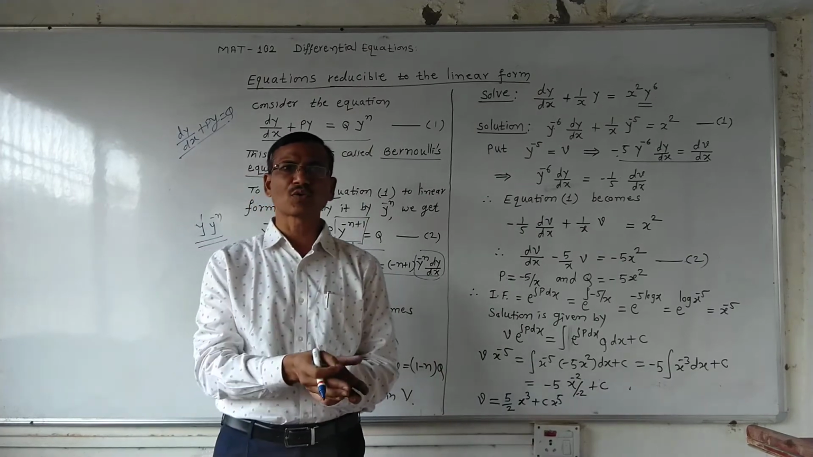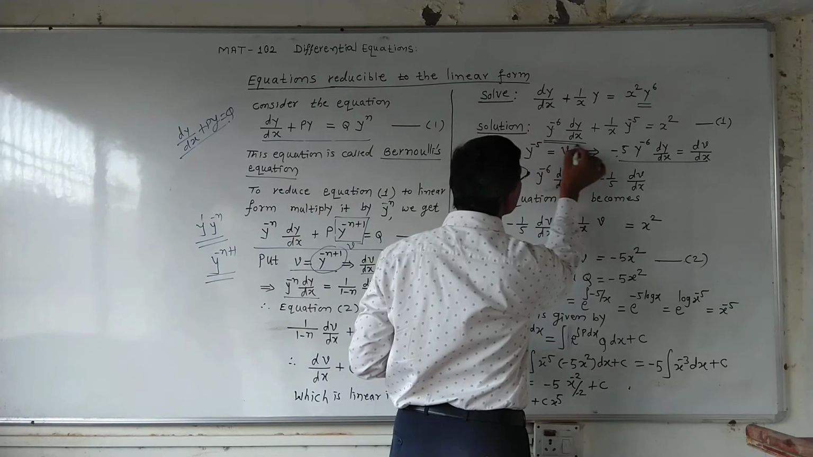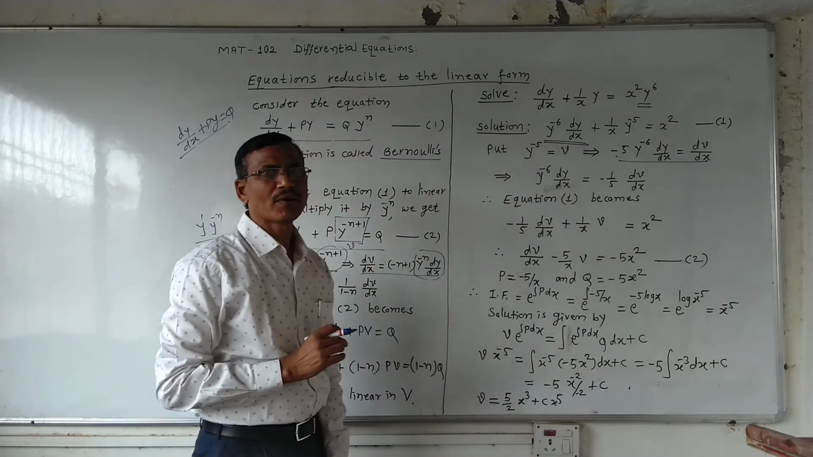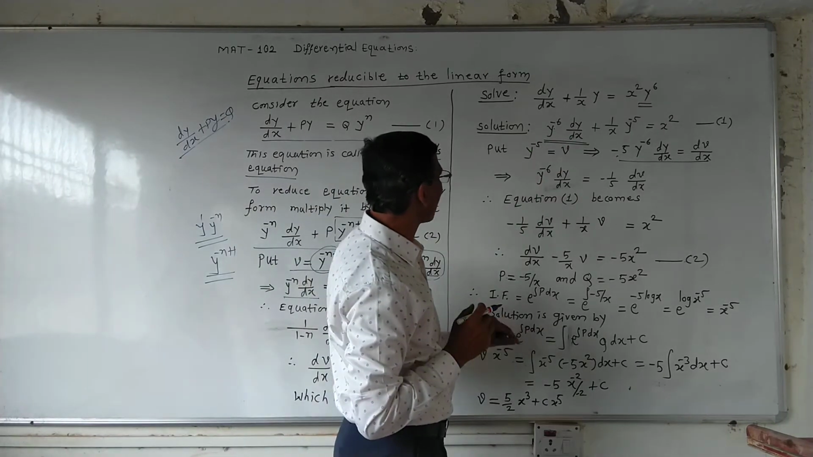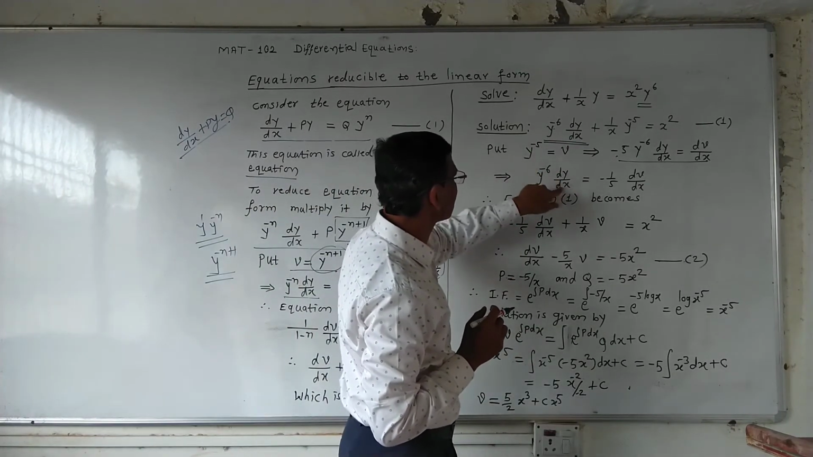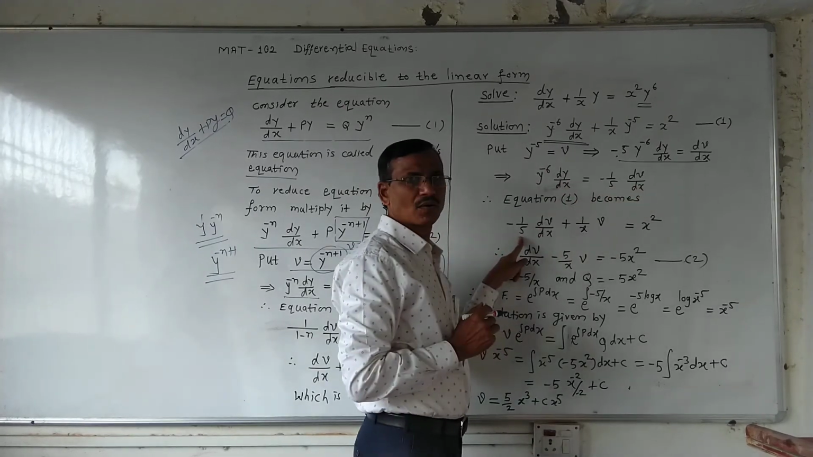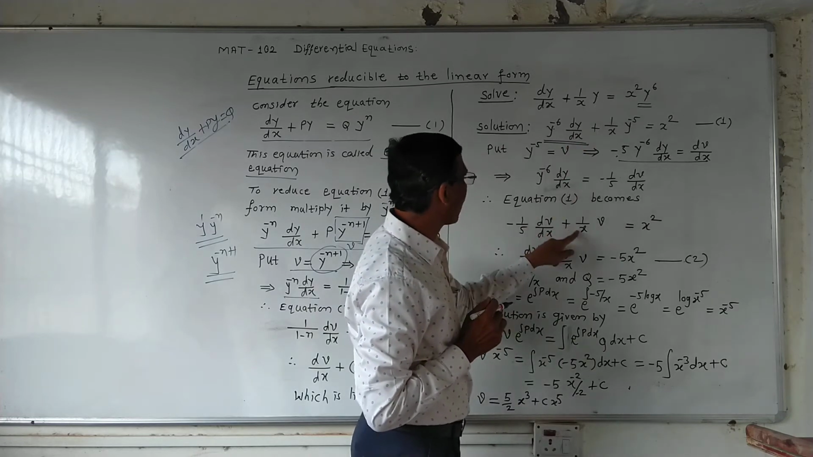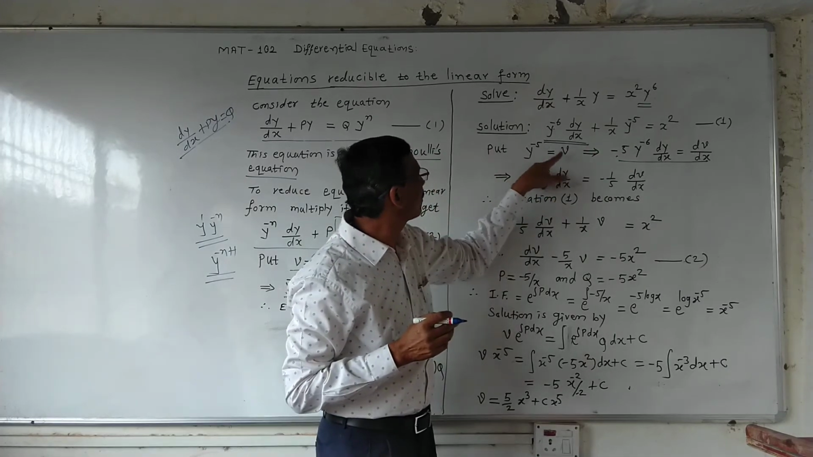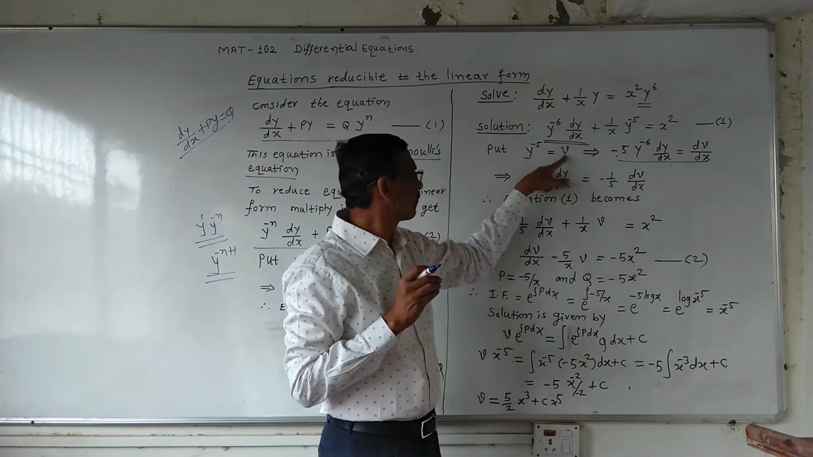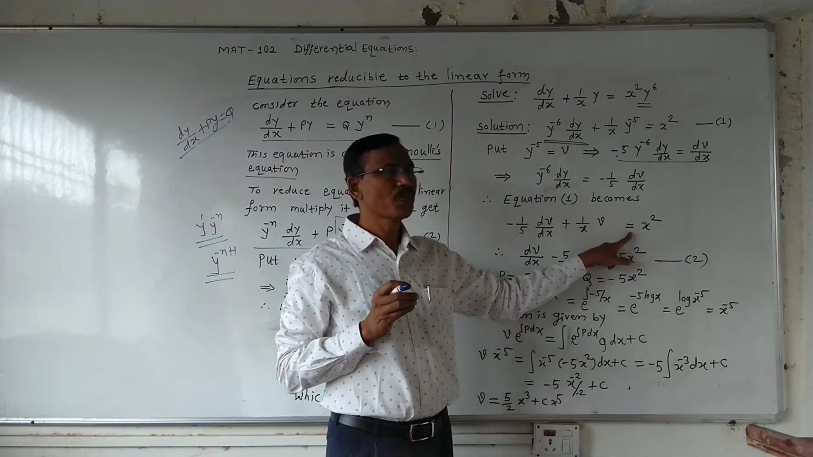And now we shall put these two values in equation 1. What is the first term of equation 1? y raised to minus 6 dy by dx. But what is the value of y raised to minus 6 dy by dx? It is minus 1 by 5 dv by dx. Plus 1 by x into y raised to minus 5. But what is y raised to minus 5? It is substituted as v. Therefore, 1 by x into v is equal to x square.